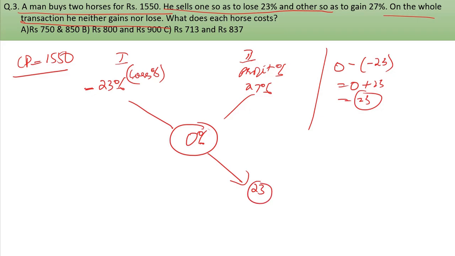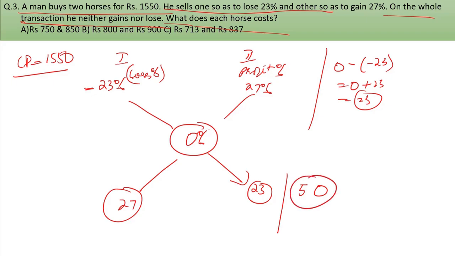And then we have again 27 here. What does its cost come to? Now let us take the total here. 3 plus 7 is 10, 2 plus 3 is 5. We have 50 units total here, and 50 units is 1550. Then each unit will be 31.